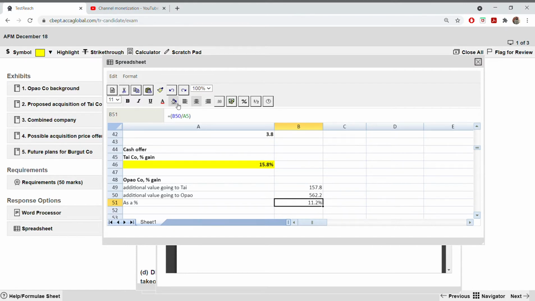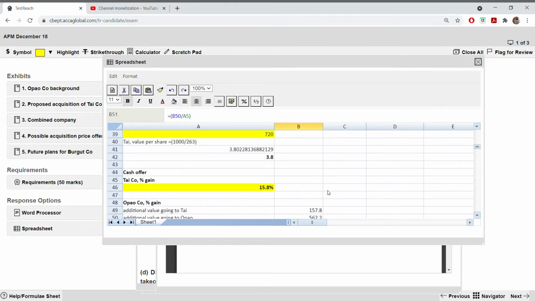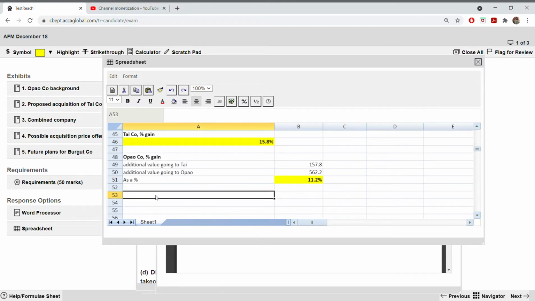So now I can highlight it, because these are the answers. This 15.8 and 11.2, so 2% I got. That means my cash offer is over. You always have to keep track of where you are and what else you have to finish, because there are a number of calculations, so make sure you don't panic and get confused and lost. Okay, next is share for share offer.